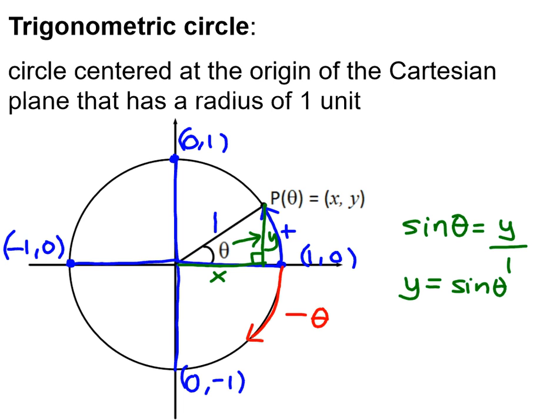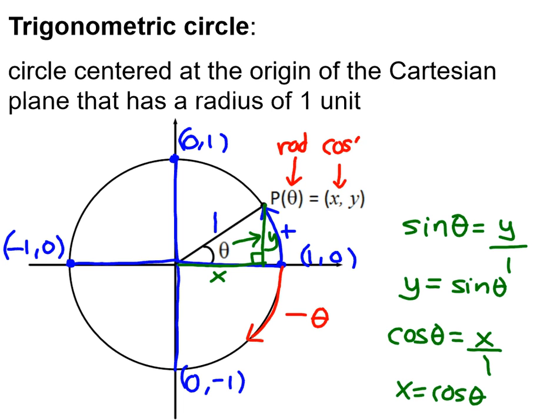And if you do the same with cosine of your angle, it is adjacent, so that's going to be x over 1. Therefore, x is equal to cosine of your angle. So if you go back in your coordinate here, whenever you have an angle in rad, the x coordinate will be the cosine of that angle, and your y coordinate would be sine of that angle.